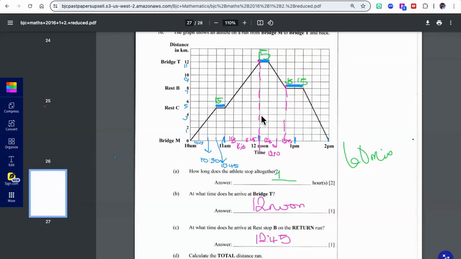Now remember, I see someone put 12 times 12. Remember, we are finding total, which means to add. We found it by finding the distance from M to T and then from T back to M. That's the method we're using.